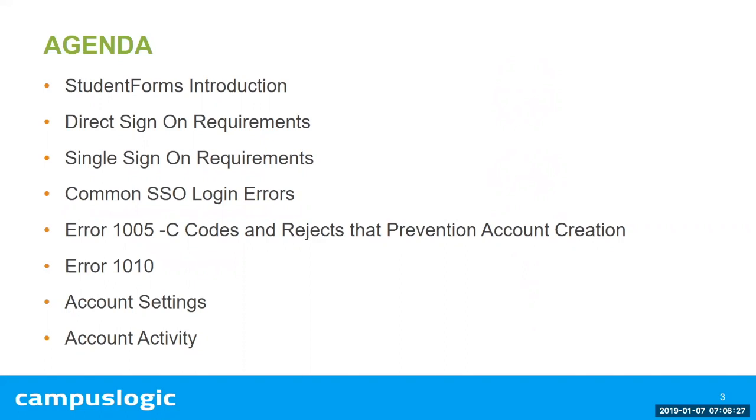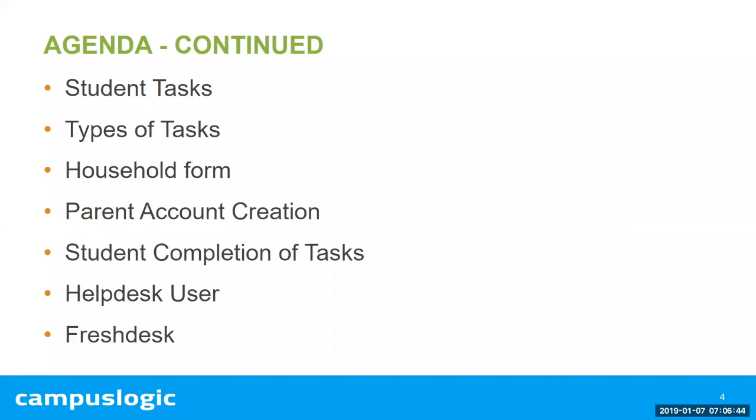And then our most common error code, which is error code 1010, and we will show you how you can research that and how you can resolve that on your own. We are also going to discuss account settings and account activity within the system. We will also discuss student tasks and what that'll look like for students and the type of tasks that students will receive.